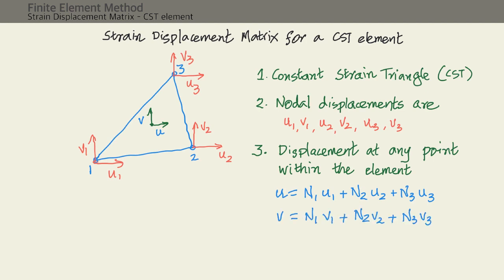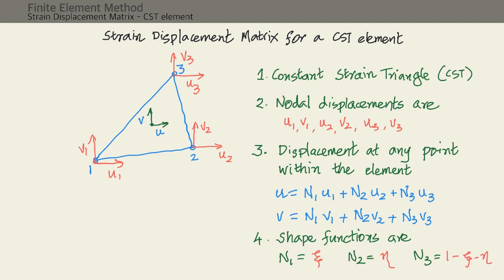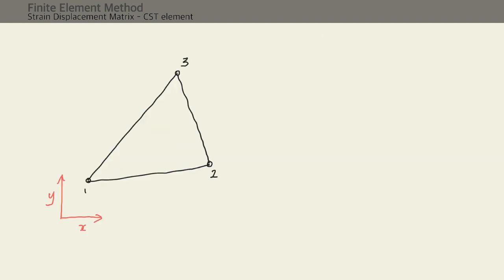Similarly, we can write an expression for v, the vertical component of the displacement. And the shape functions are n1 is equal to psi, n2 is equal to eta, and n3 is equal to 1 minus psi minus eta when we use the natural coordinate system. We use the natural coordinate system to simplify our analysis. I'll give you a quick review about the natural coordinate system before we move into the derivation of the strain displacement matrix.